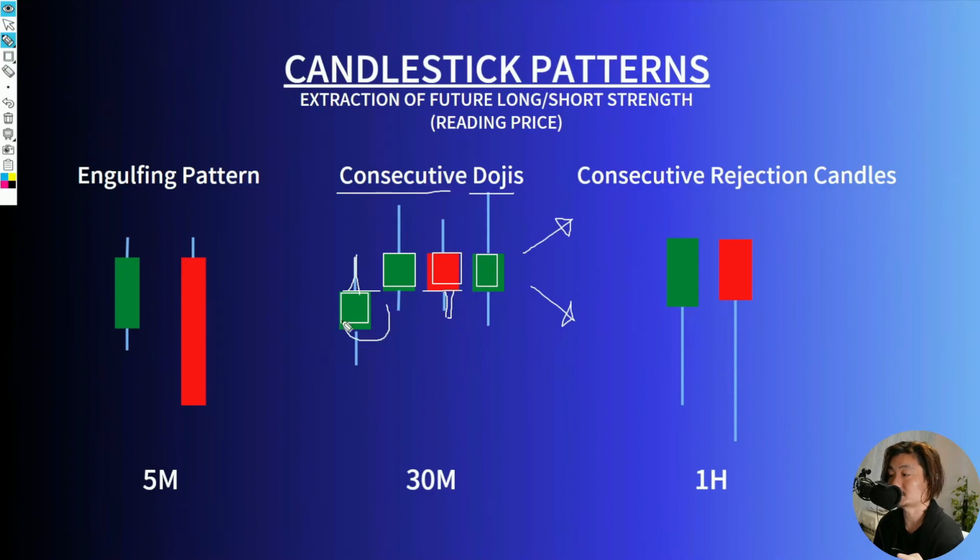Okay, so all those single dojis only tell us that the future long and short strength is equal. The consecutive dojis tell us that the next move, whether long or short, will be extreme in quality.